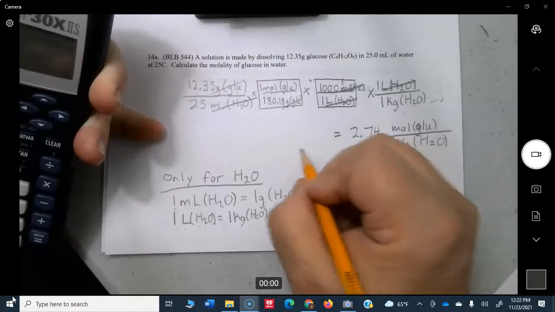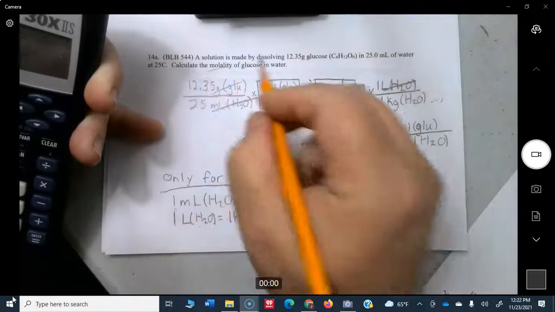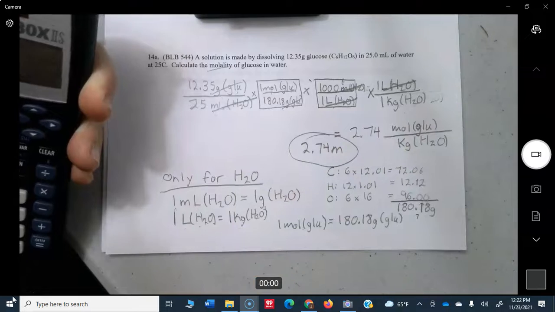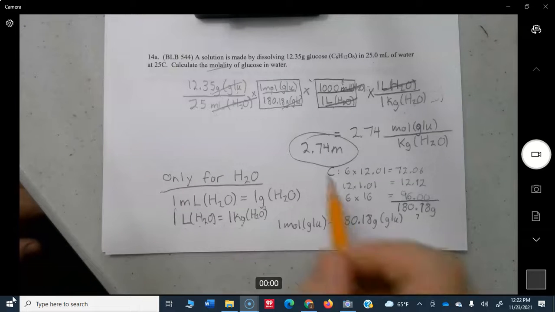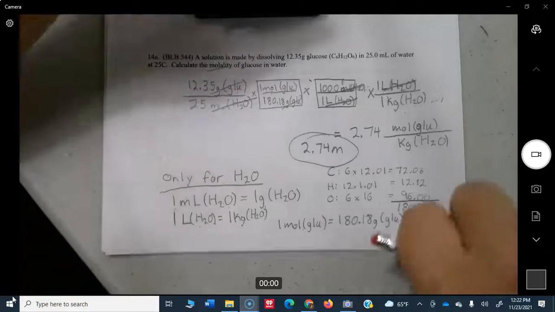And of course, the other way to write that is 2.74. It's molality, so it's small m. And that's your final answer. Okay? All right, so you go ahead and do 14B. Write everything out here because I want to be sure this is being reinforced. Don't skip any steps. I want you to write everything that I did here out. And that's it. Okay. All right, let's keep going.